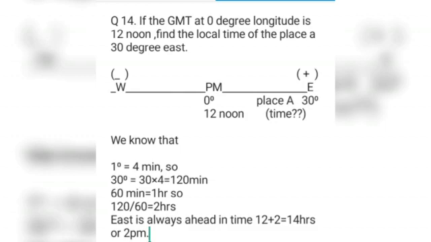Now remember children, that west would always lose time and east would always gain time, simply for the reason that the sun rises in the east and sets in the west. Now the other information that we have with us, 1 degree is equal to 4 minutes. So 30 degree at the east here, that would be 120 minutes. 1 hour is equal to 60 minutes. Now 120 divided by 60, that is 2 hours. So east is always ahead in time. 12 at the prime meridian plus 2 more hours, that is 14 hours. So that would be 2 p.m.